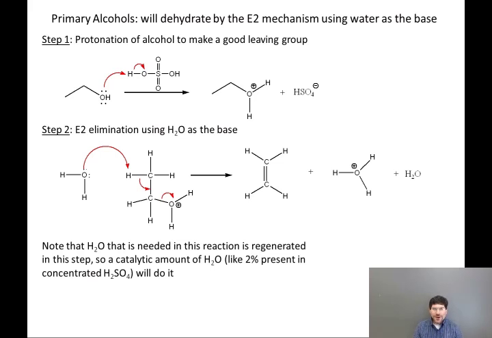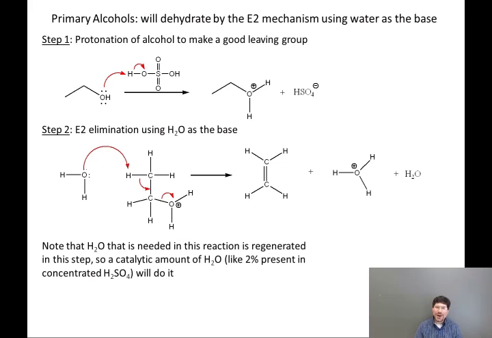Now note that water is needed in this reaction as a reagent because it is the strongest base present. The water that is needed is regenerated at the end of the elimination step. So therefore, a catalytic amount of water is actually enough to make this reaction go.